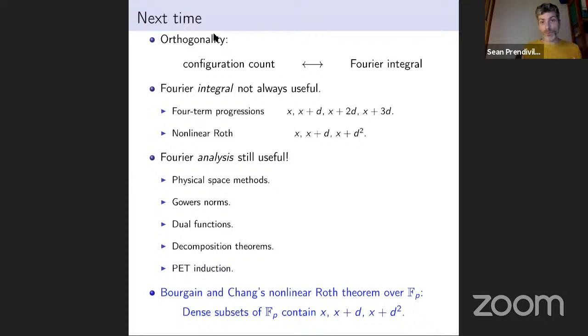And the simplest application I could think of was a result of Bourgain and Chang showing that dense subsets of this finite field, Fp, contain this configuration. Now, this was known to ergodic theorists qualitatively, but Bourgain and Chang proved a very strong quantitative estimate for the maximum size of a subset of this finite field lacking this configuration. And we'll prove a similarly strong quantitative estimate, not as powerful as Bourgain and Chang's, but the quality is comparable. And we'll do that by using a lot of these techniques.